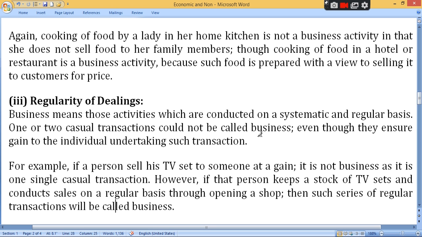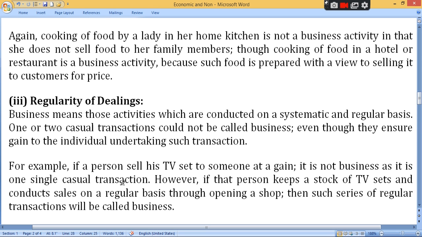Business is a continuous process, continuous buying and selling, even though they ensure gain to the individual. Clear? For example, if a person sells a TV set to someone at a gain, it is not business. It is a single casual transaction. If any person sells a TV to another person, that is only one transaction, so that should not be considered as a part of business.